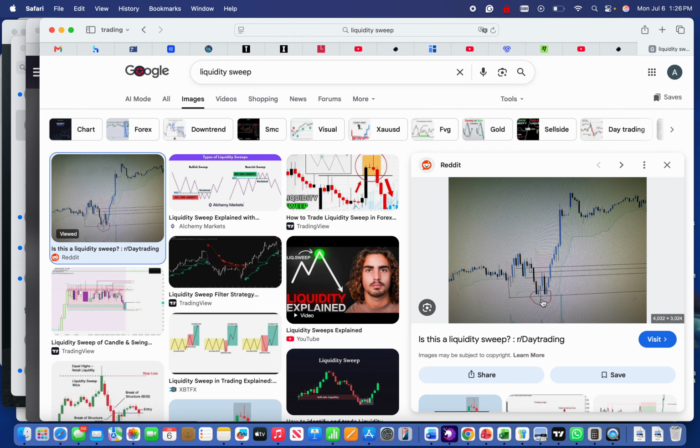You see the lowest point this wick has gone was right here, right? But the candle closed up here. This wick went all the way down below these two candles right here and swept out both of these candles.